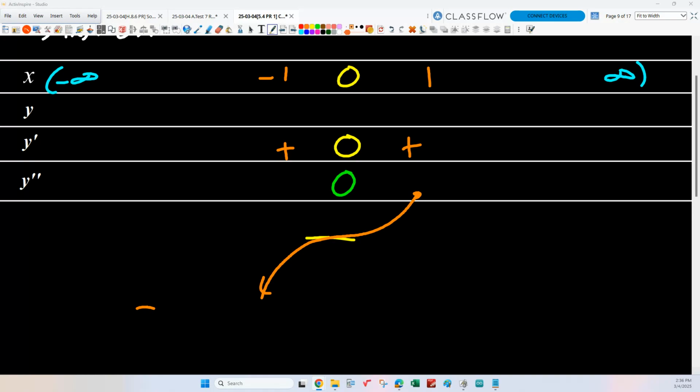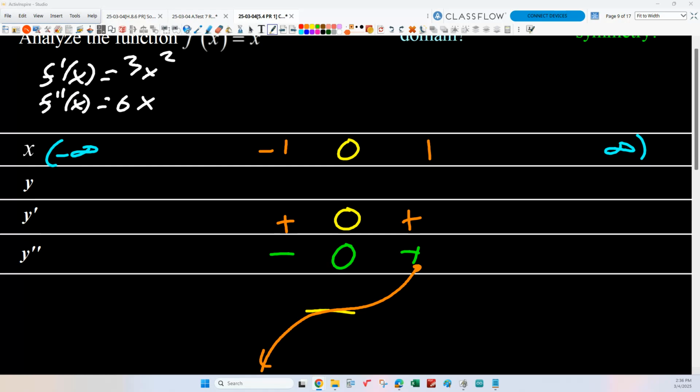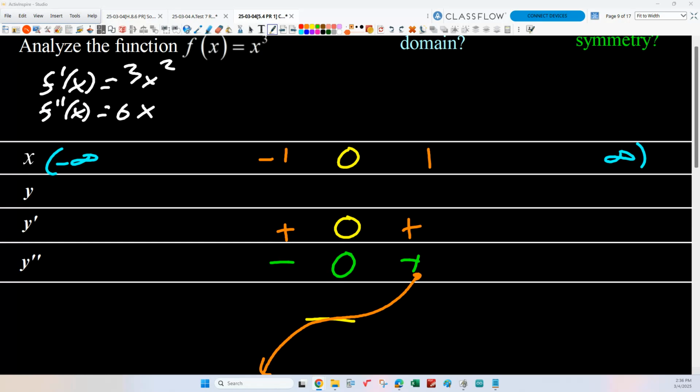So here's an example of where we could infer without even doing a test. Can you tell me what's the sign of the second derivative guaranteed to be to the left of that 0? It's guaranteed to be negative. How about on the right side? Positive. We could check it, but we don't need to. If I plug a negative number in, I get a negative output. If I plug a positive number in, I get a positive output. Do you see why it has to be that way?